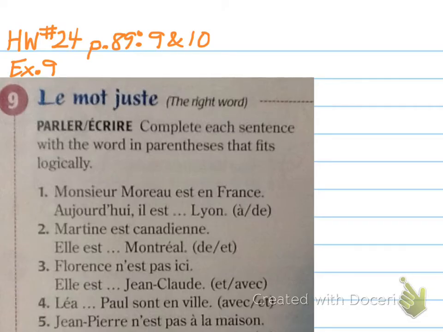So your homework is exercise 9 and 10. In exercise 9, we did this one out loud. On your paper, you just need to write the word that goes in the blank. So number 1, Monsieur Moreau est en France. So do I want to say today he is in Lyon or today he is from Lyon or of Lyon? So for number 1, it should be a. So all you have to type is what goes in the blank for exercise 9.